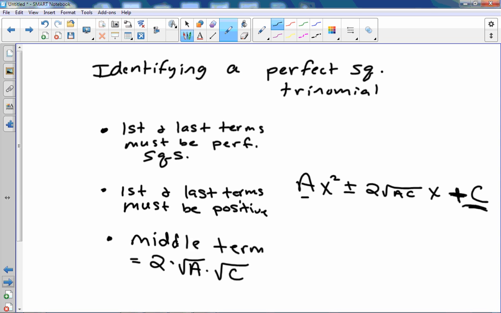Now let's look at some examples here, and let's concentrate on identifying them first. That's the biggest thing about perfect square trinomials, is identifying them. They're actually very easy to factor, but we have to be able to identify a perfect square trinomial when we see it. Usually the clearest thing is the first and last terms being perfect squares. And then we have to focus on the middle term to see if it's going to come out the way it should.